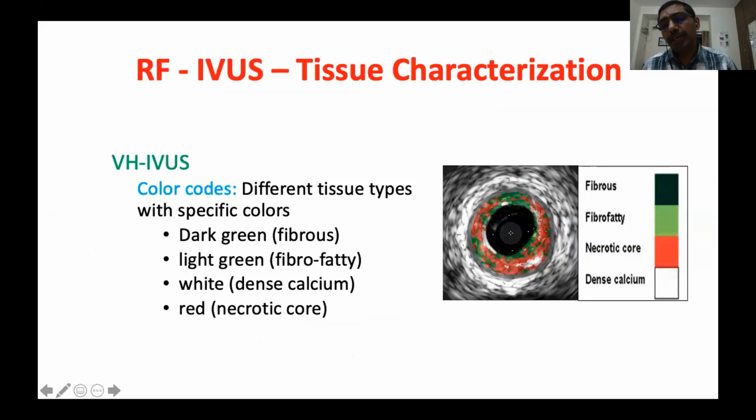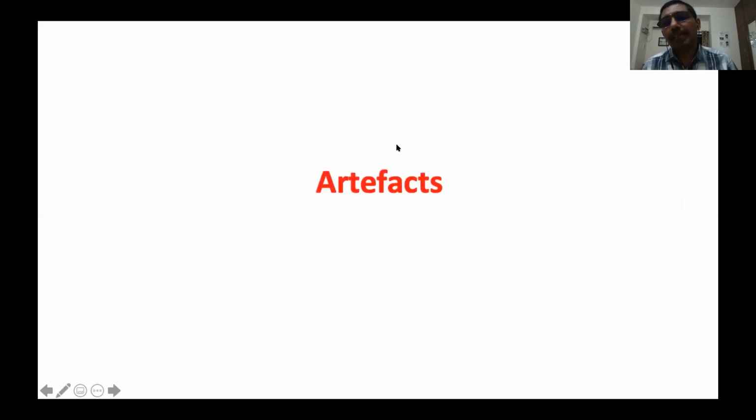Even though it came in a big way, we don't use it in routine practice because it doesn't have much value in our routine application. So this completes image interpretation. Now we move into the last part of the presentation, that is image artifacts. It is very, very important to understand these image artifacts so as not to mistake them for normal anatomical or pathological structures.